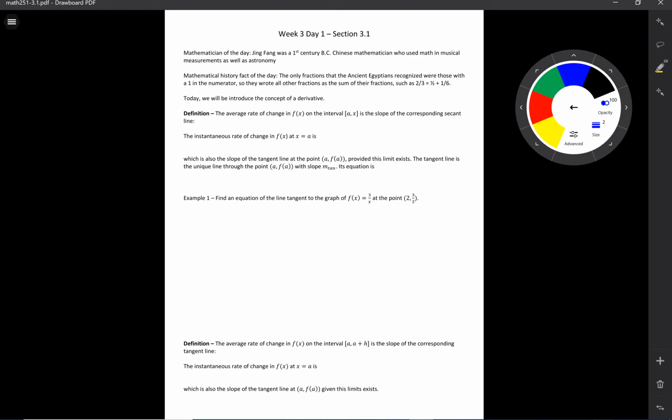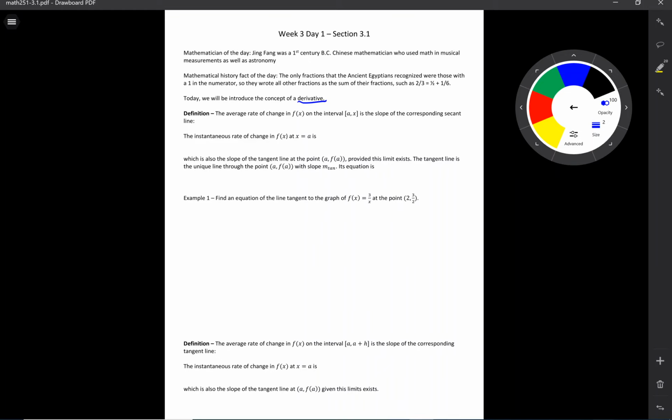All right, so today is the big day, guys. Today we are introducing the concept of a derivative. This class is called differential calculus. And yes, that word differential comes from this word derivative. So today is a pretty exciting day in Math 251. So you want to buckle in your seatbelts because we are in for a wild ride.